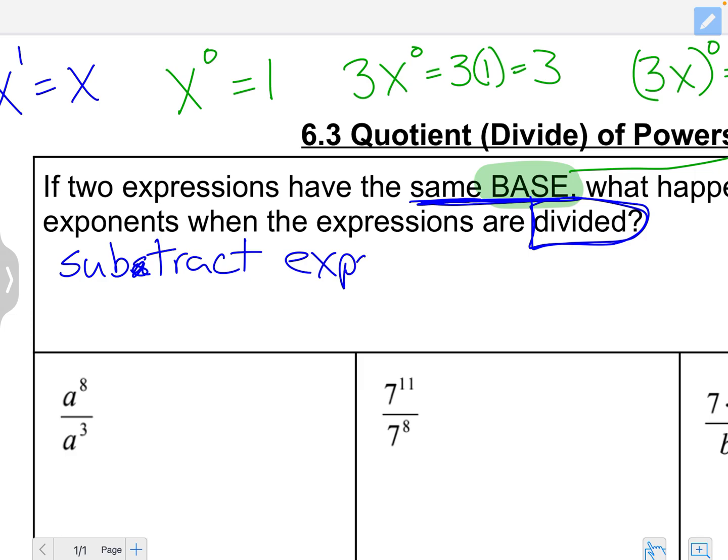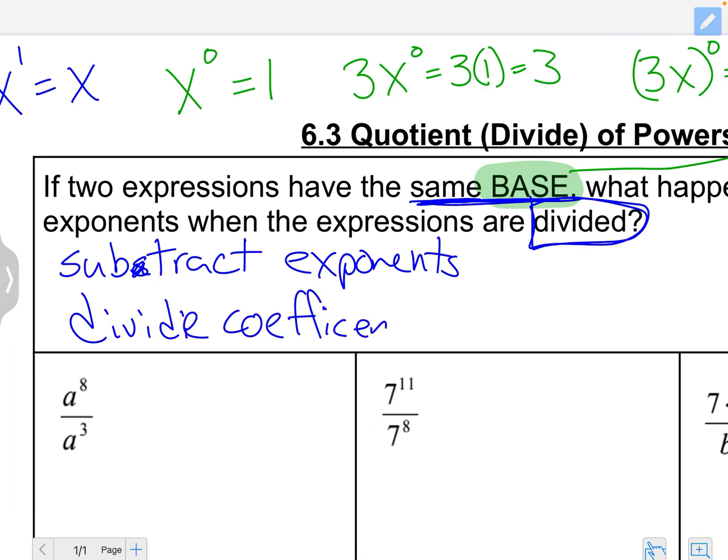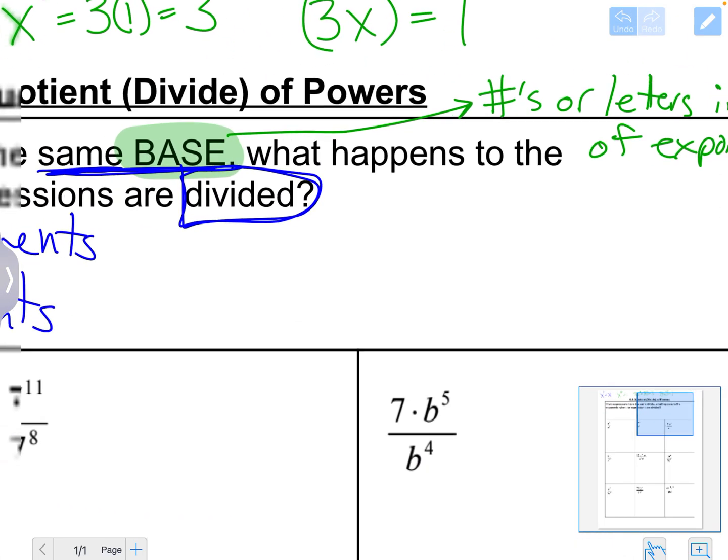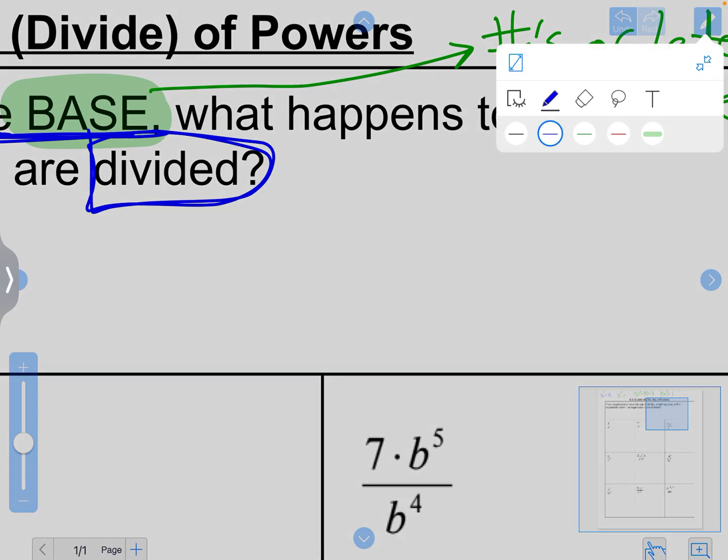Subtract exponents, and we're going to divide coefficients. So I'm going to kind of write out some steps. I'm going to show you those steps as we go.